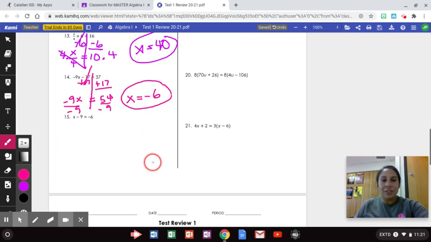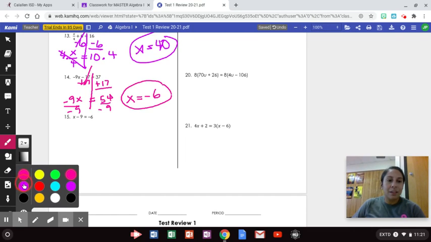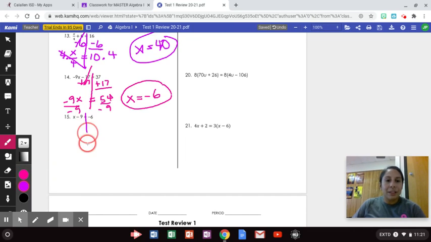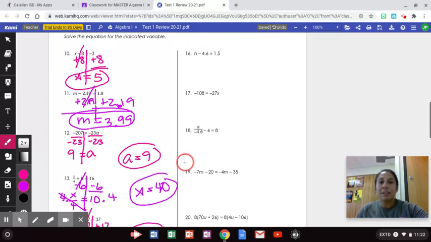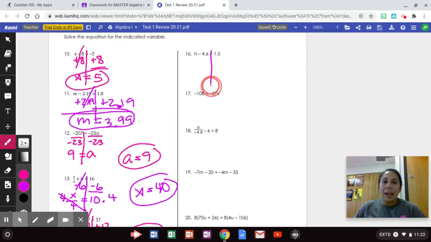Okay, problem 15. For this one, you'll see that they have x minus 9. So the opposite is plus 9. Add 9 here. So x is equal to negative 6 plus 9. That's positive 3. Okay, problem 16. H minus 4.6. The opposite of minus 4.6 is plus 4.6. So I have to add 4.6 to the other side. So H equals 6.1.